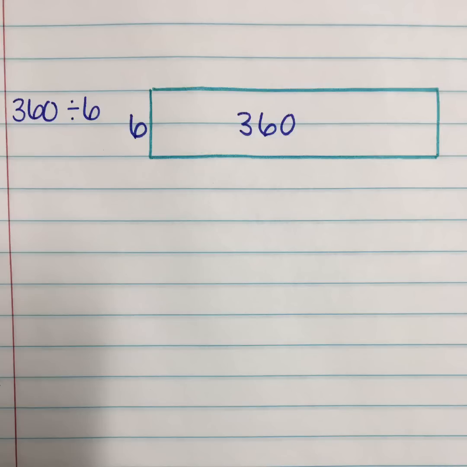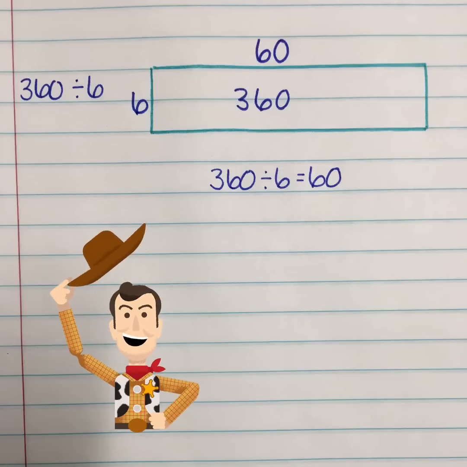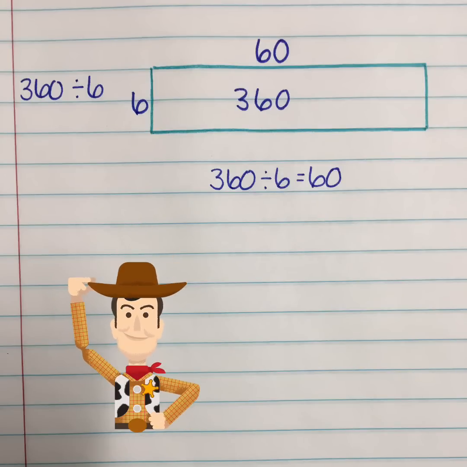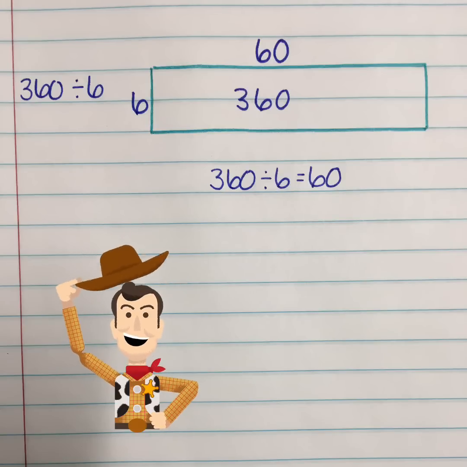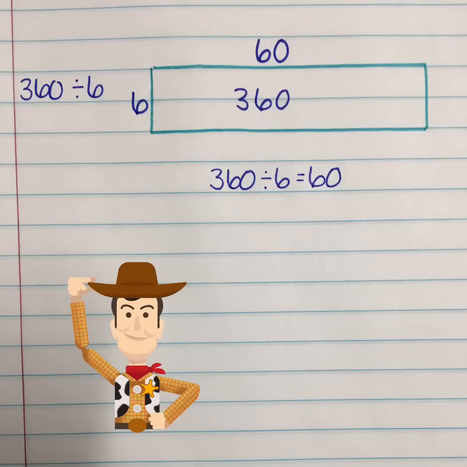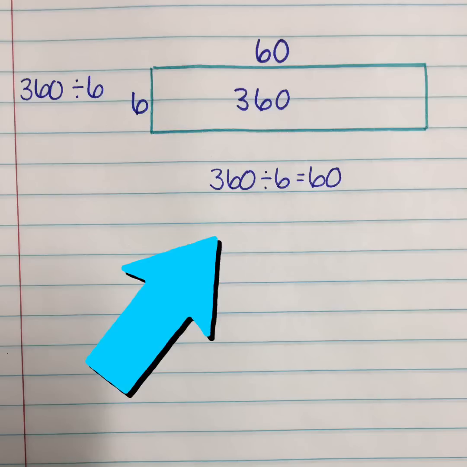6 times what number is 360? Think of your basic facts. 360 is 36 tens. What number times 6 gets you to 36? You've got it, 6 tens, which is 60. So 6 times 6 tens is 360, or 360 divided by 6 is 60. Don't forget to add this to your notes.